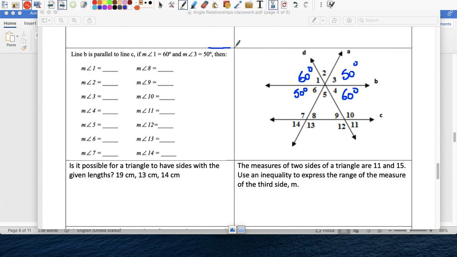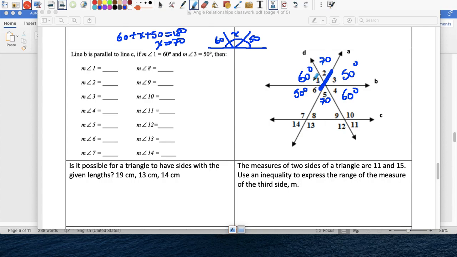How do I find angle 2 here? Well, I know this is 180, yeah? They're telling me this one's 60, and this one's 50. So what is this missing one? It's going to be 60 plus x plus 50, and they have to equal 180. So if I subtract 110 from 180, I get x equals 70. That makes angle 2 70 and angle 5 70.